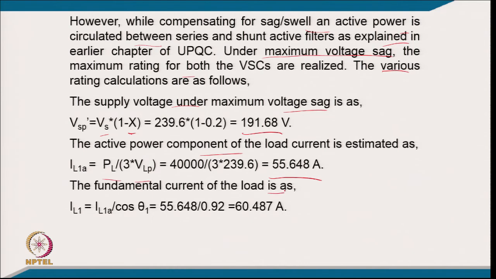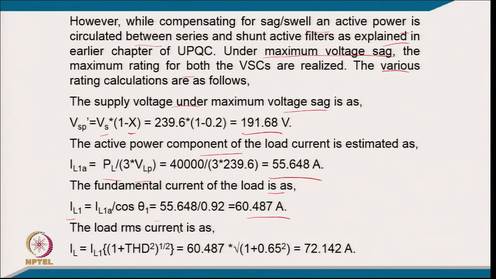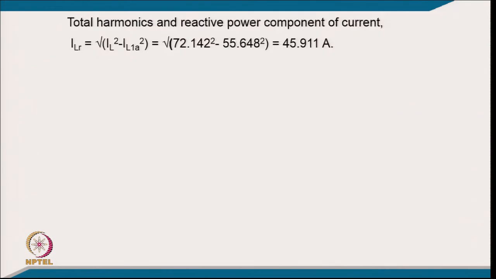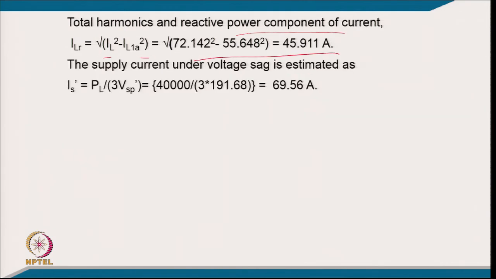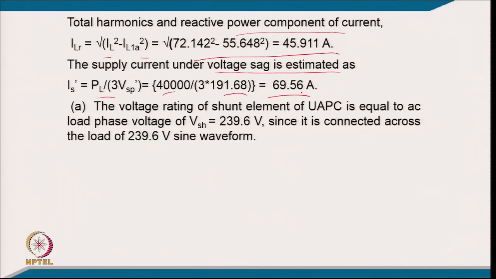The fundamental current of the load is estimated using cos theta 1. Putting in the value, the fundamental RMS current comes to 60.487, and the load RMS current is calculated from the THD and fundamental current. So it comes to 72.142 ampere, and the total harmonics and reactive component of current will be the square root of IL squared minus IL1 squared. Putting in the value, it is 45.911 ampere, and the supply current under the voltage sag is estimated as PL upon the voltage here, active power divided by voltage, so it says 69.56 ampere.